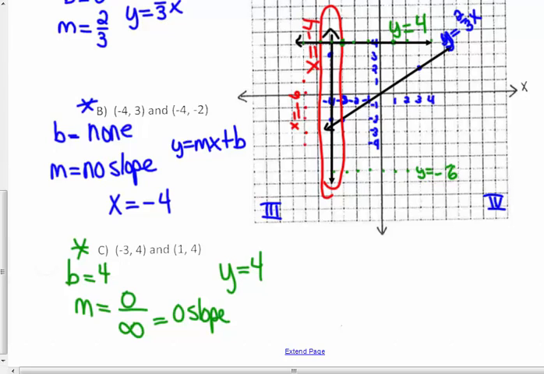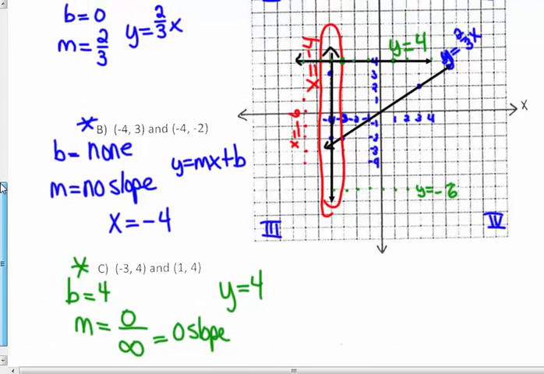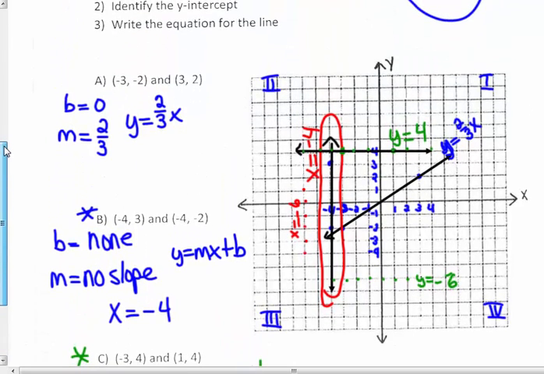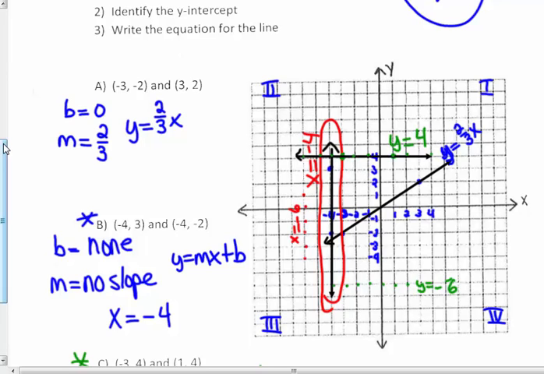So vertical lines are x equals, horizontal lines are y equals, and lines with positive and negative slope usually follow that formula y equals mx plus b. M being the coefficient of x.